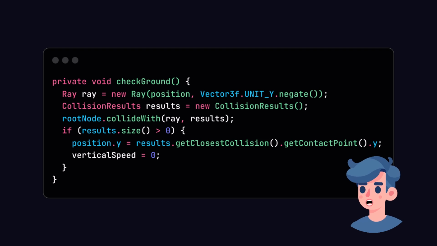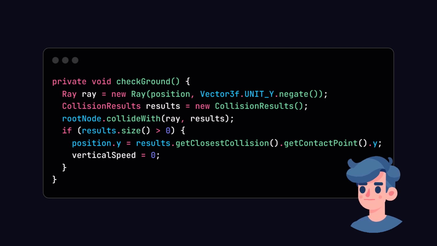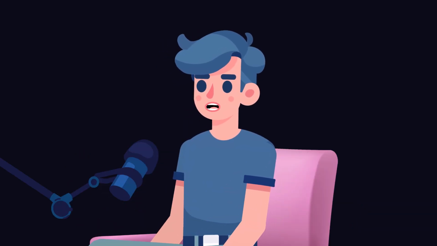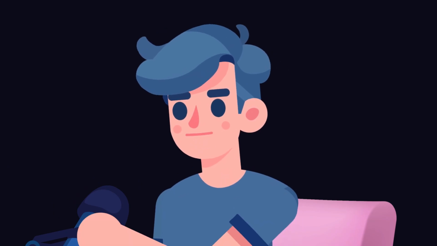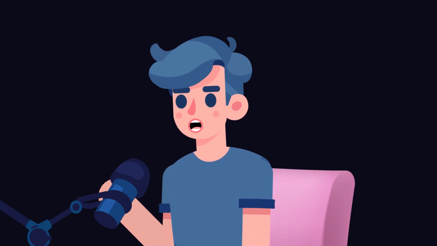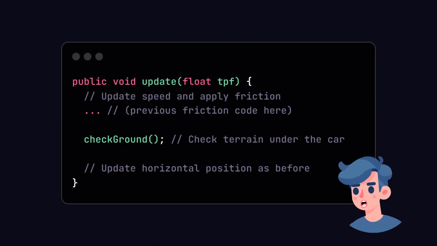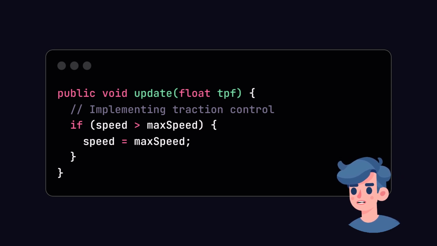Now, let's incorporate realistic terrain handling. We can do this using raycasting to detect the ground under the car and adjust its height. The checkground method casts a ray downward from the car's current position. If it collides with the ground, we adjust the car's vertical position to match the collision point. This gives a basic response to terrain changes. Let's update our update method to include these checks for terrain and vertical dynamics. By incorporating the checkground method, the car reacts to terrain changes in real time, giving players a more immersive experience.